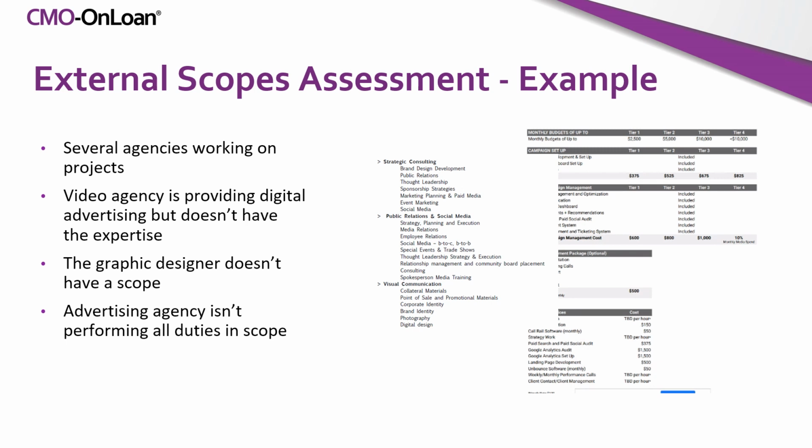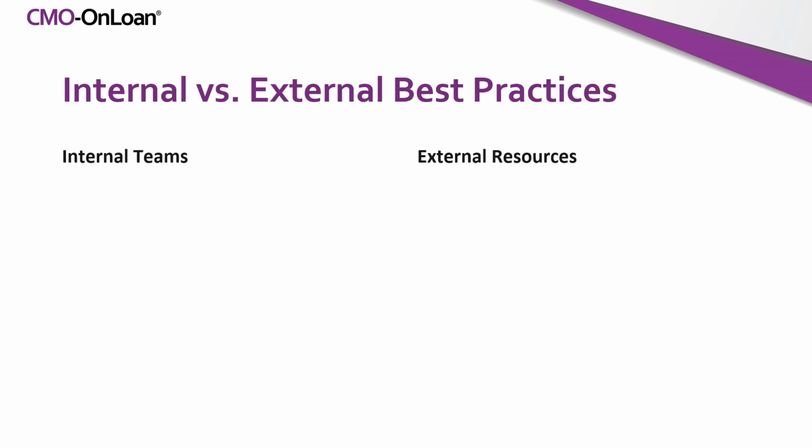The graphic designer actually doesn't even have a scope, and they do a ton of work. And the advertising agency isn't actually performing all their duties in the scope. Now they're doing other things. There was nothing bad going on. It just wasn't well organized. So this is an example of some of the things to consider for external scopes.